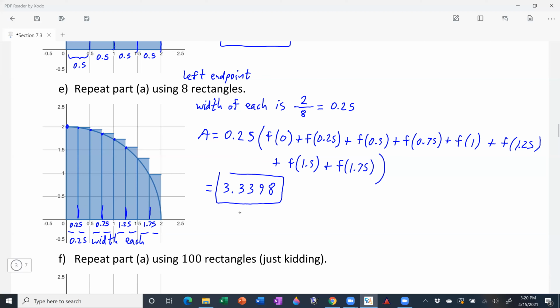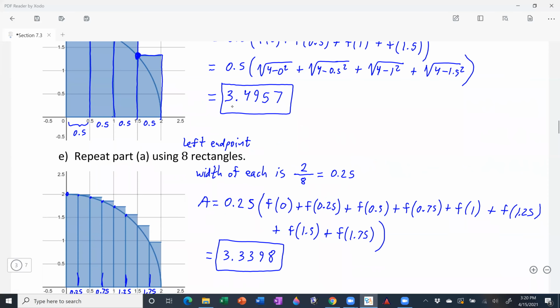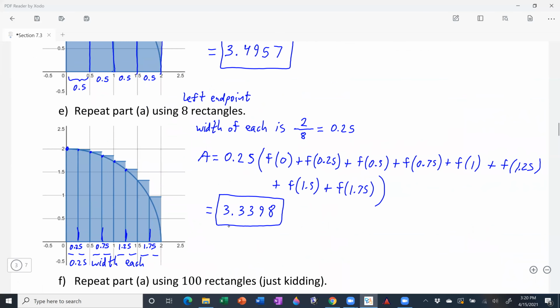Okay, these are all being rounded, but that is the answer for the left endpoint method using 8 rectangles. And so it's a little bit less than our previous one. But it's still a slight bit of an overestimate because we can see this little bit poking out above the circle, okay? But it's getting better.